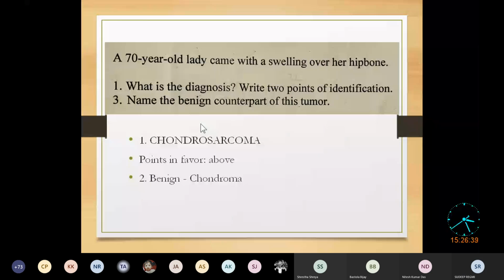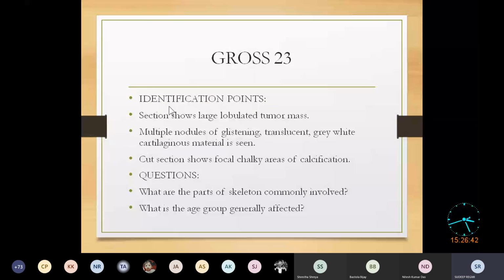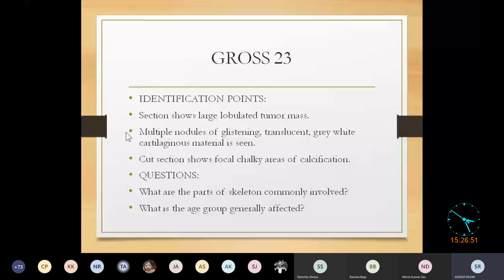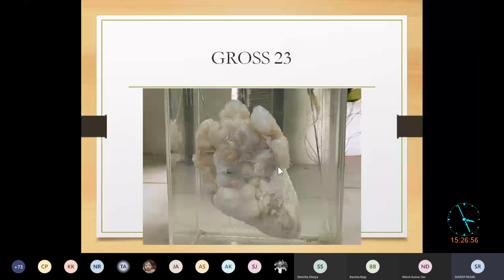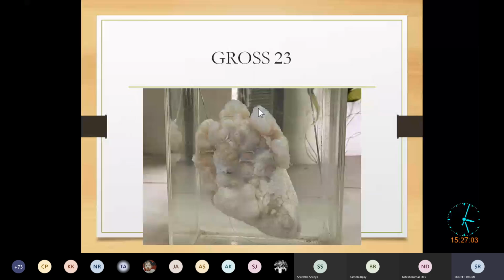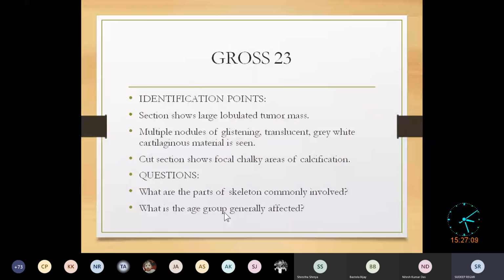This is a gross specimen which shows a large lobulated tumor mass. Multiple nodules of glistening, translucent, gray-white cartilaginous material are seen. Here you can see multiple lobulated areas which are cartilaginous, glistening, translucent, and gray-white. These are not transparent but translucent and gray-white. Lobulated area is there definitely. And the cut section shows focal chalky areas of calcification. So chalky areas of calcification can be there.